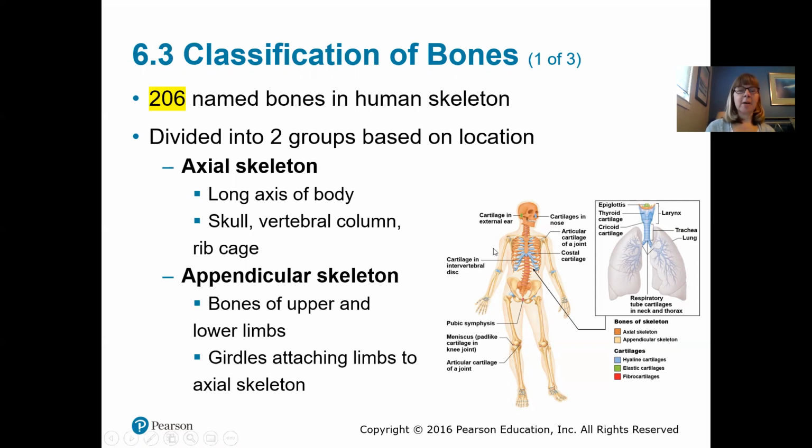So the appendicular skeleton contains all of your upper and lower limbs, and then the girdles that attach them, your pelvic and pectoral girdles. So when we study them in chapter 7, we first look at all the axial bones, first starting with the skull and working our way down the vertebra and then to the ribs. And then we study the appendicular skeleton, starting with the upper limbs and then moving down to the lower limbs. So that's the order we progress in.